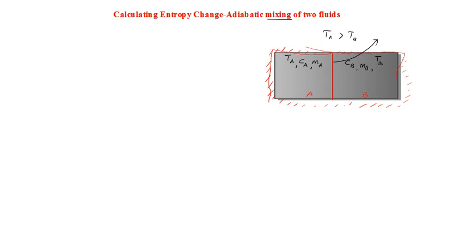During mixing, there will be a heat flow, and heat will flow in such a way that finally the temperature of A and B will change. The temperature of the combined system will reach an intermediate temperature. We call that intermediate temperature TF.